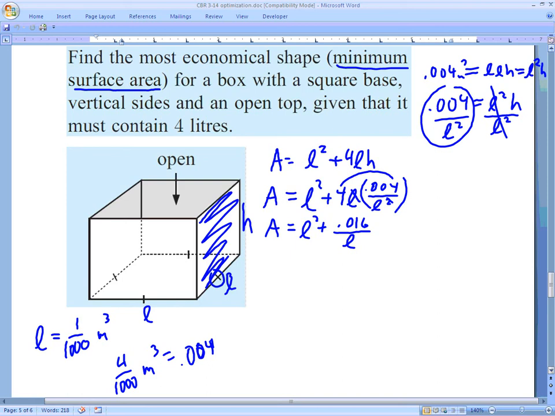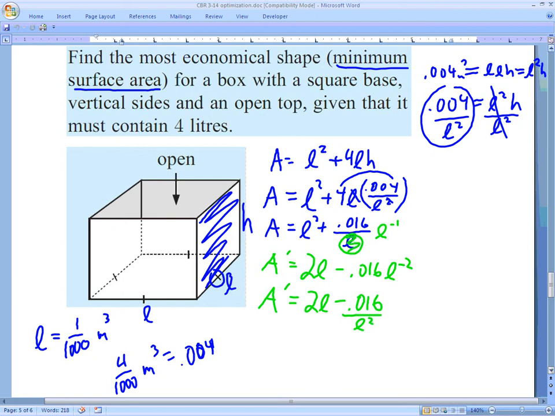Looking good, I think. So now I think it's time for a derivative, which will be A prime, which is equal to 2L. And this term we can think of as actually being 0.016 times L to the negative 1 power. So instead of plus, I should probably have a minus here. Minus 0.016 L, and then we lower the exponent to a negative 2. So we could rewrite that now as 2L minus 0.016 all over L squared. And that would be our derivative.